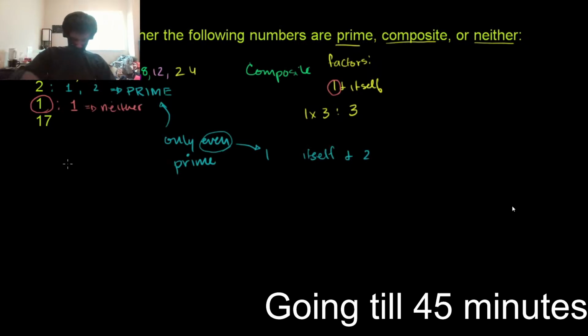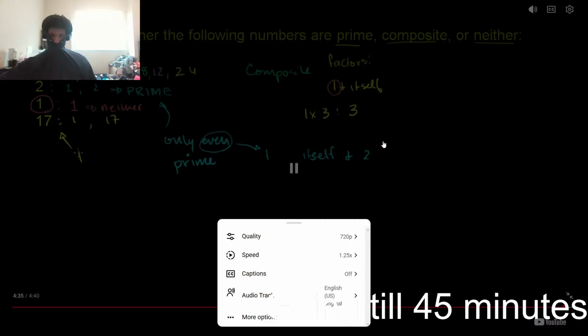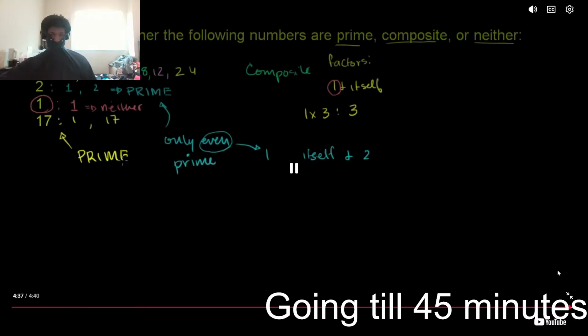1 is neither. And then finally, we get to 17. 17 is divisible by 1 and 17. It's not divisible by 2, not divisible by 3, 4, 5, 6, 7, 8, 9, 10, 11, 12, 13, 14, 15, or 16. It has exactly two factors, 1 and itself. So 17 is prime.